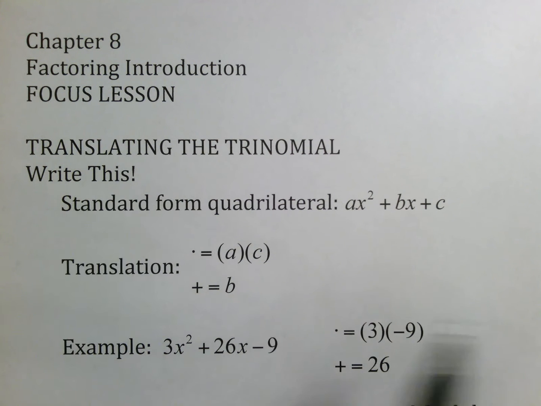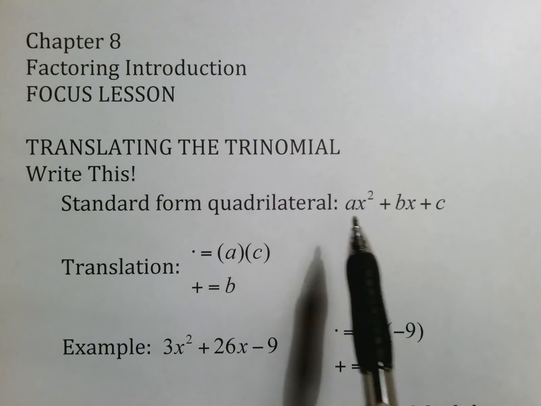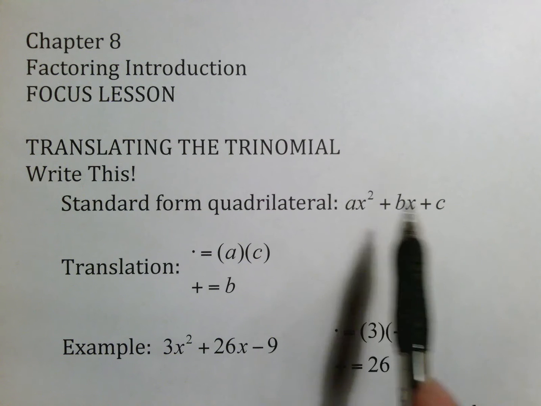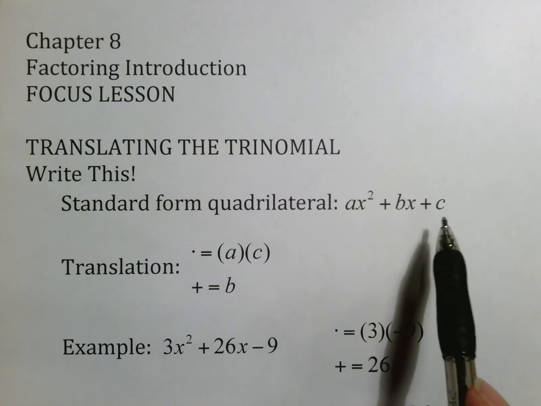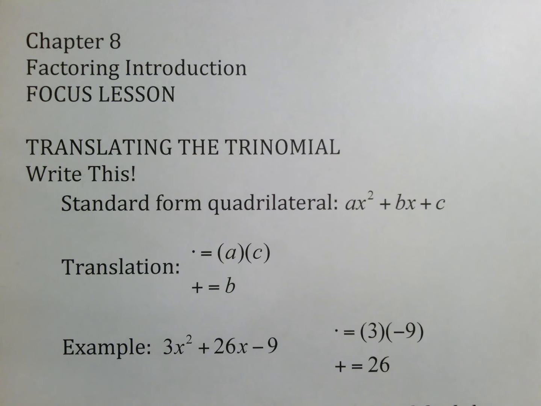So write this key information here. Your standard form of a quadratic is ax squared plus bx plus c. What this means is a is attached to x squared, b is attached to x, and c is the number that has nothing attached to it.